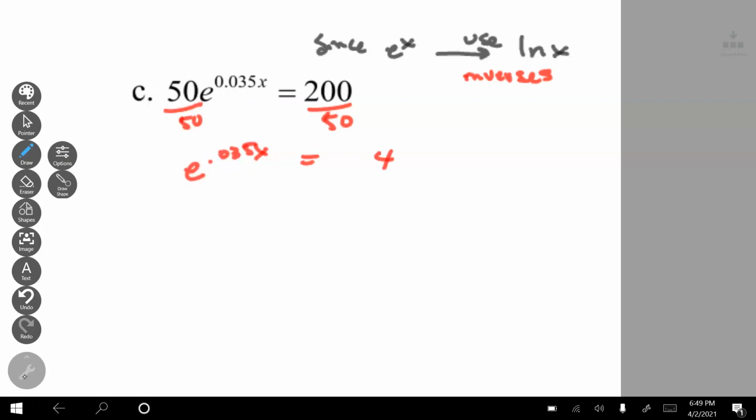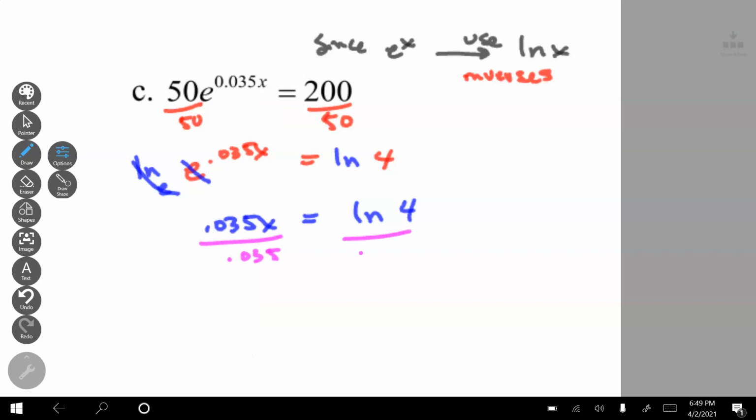And now, instead of log, I'm going to use this ln because a natural log has a base e, so these cancel out. I have 0.035x is equal to the natural log of 4. Again, it's very easy to get rid of this just by dividing by 0.035. I get x equals the natural log of 4 over 0.035.